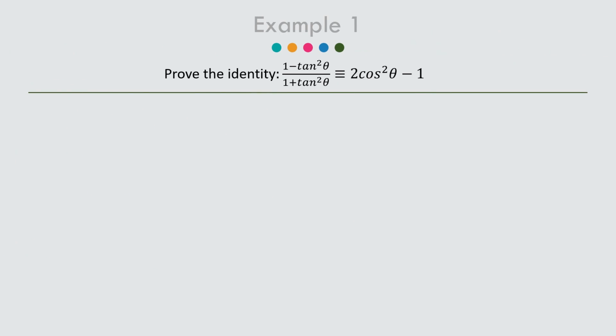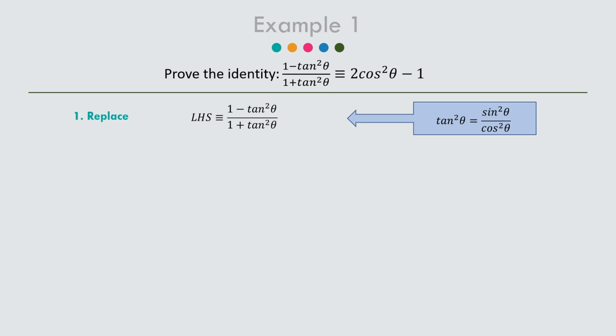In this example, we need to prove the identity that 1 minus tan squared theta divided by 1 plus tan squared theta is equivalent to 2 cos squared theta minus 1. The first thing that we need to do is to select either the left-hand side or the right-hand side of our equation. In this example, I'm going to choose the left-hand side of the equation to manipulate.